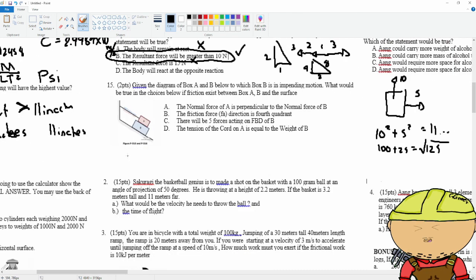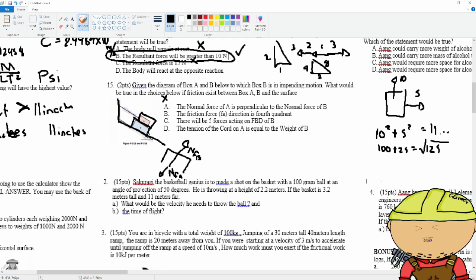Given the diagram, box A and box B, where box B is in impending motion, what would be true in the choices? The normal force of A is perpendicular to the normal force of B. If this is your object, this is B, this is A, the normal force for B will be going upward, because B is going upward. Then A will have a normal force going, well, it's not perpendicular, it's more or less parallel. So A is wrong.